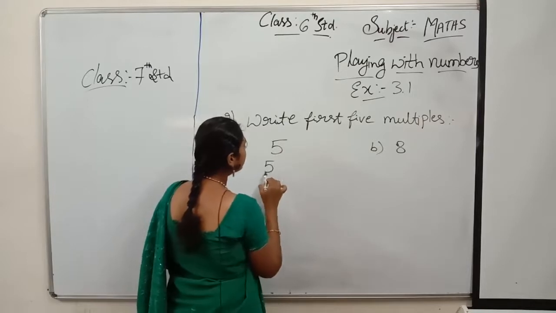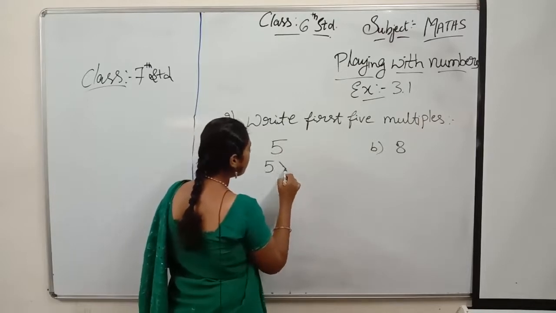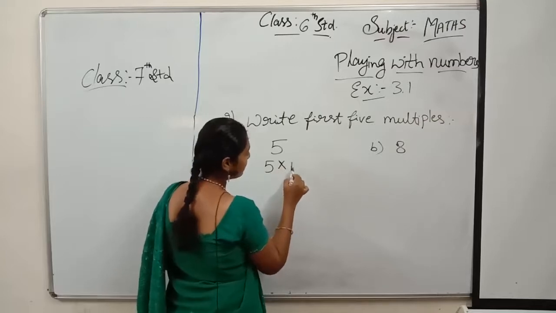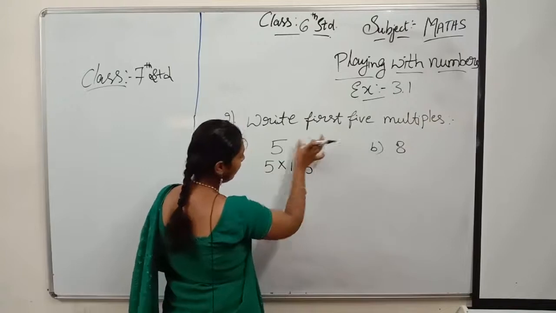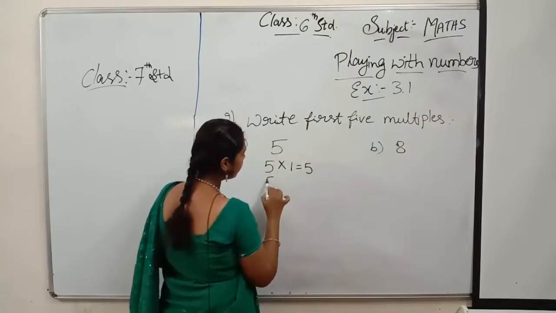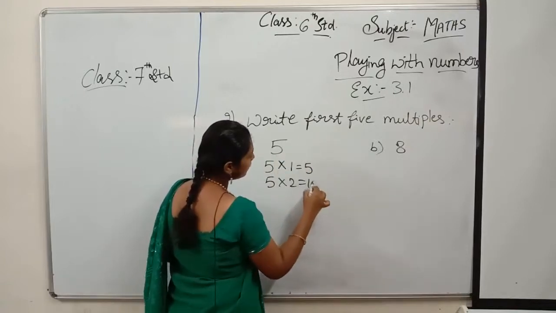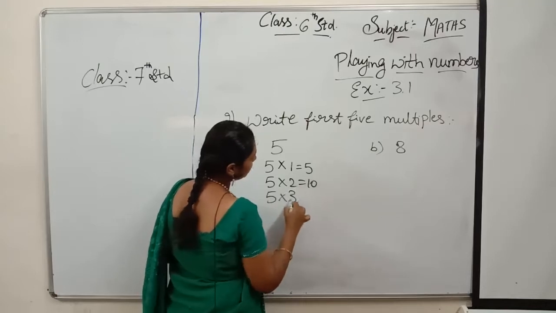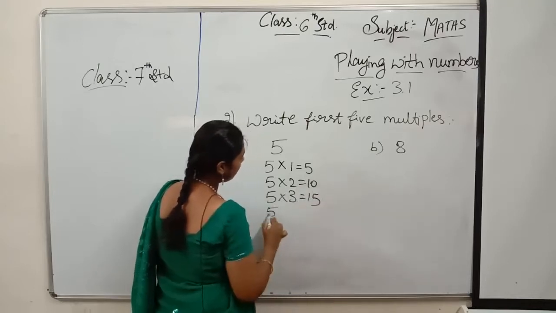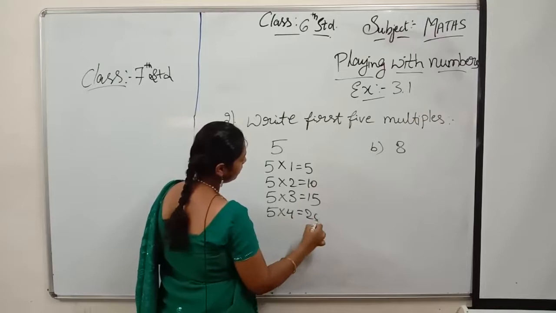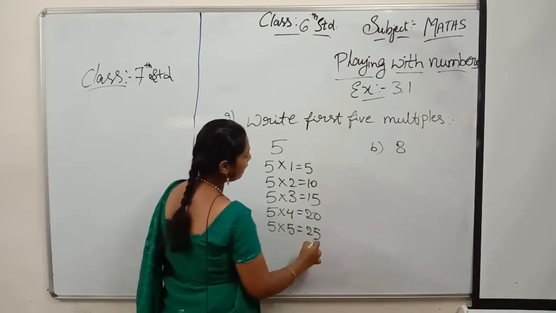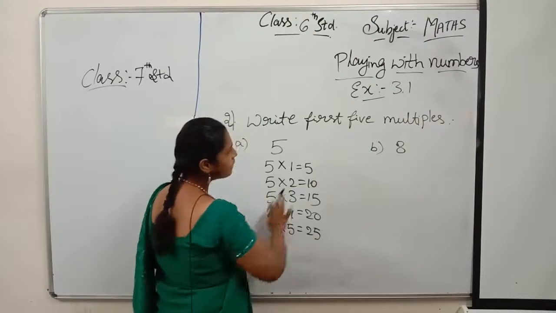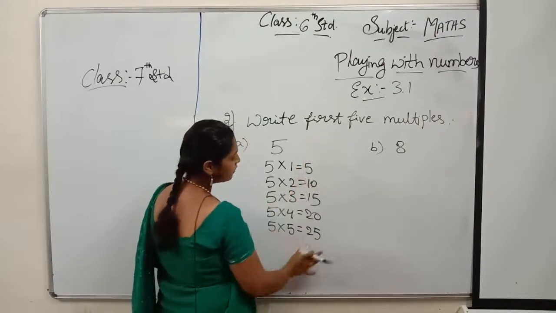The number which we multiply with natural numbers. Yes, for the multiples of 5 we have to write: 5 ones are 5, 5 twos are 10, 5 threes are 15, 5 fours are 20, 5 fives are 25. How many did they ask? Only 5. So we have written 5. If they ask for 6 or 7, we have to write that many.